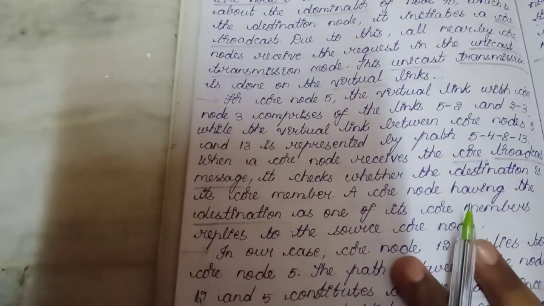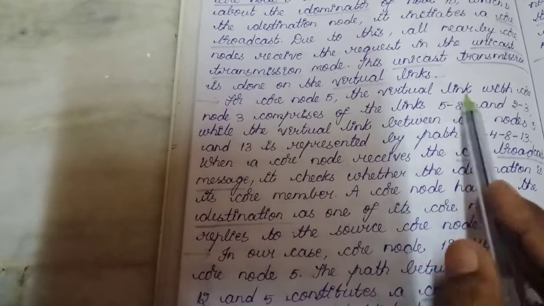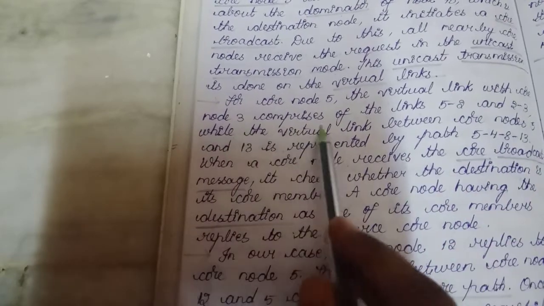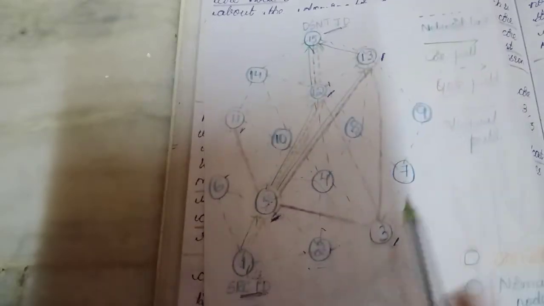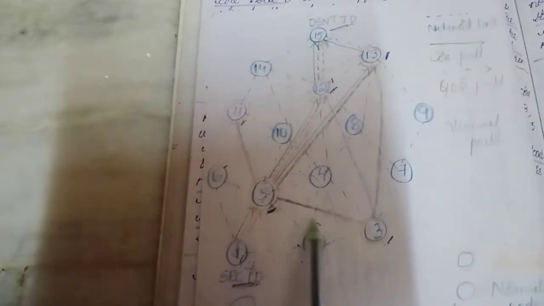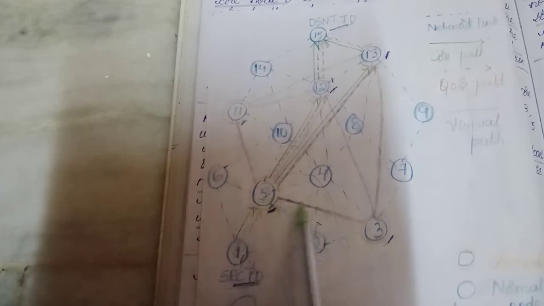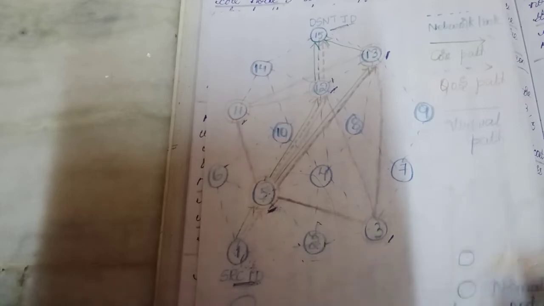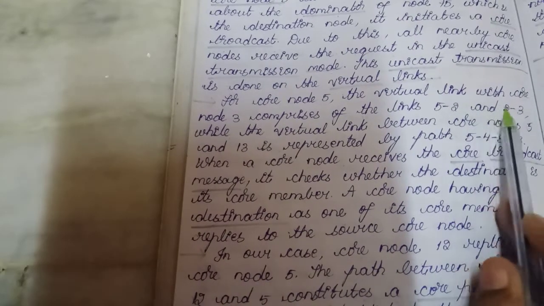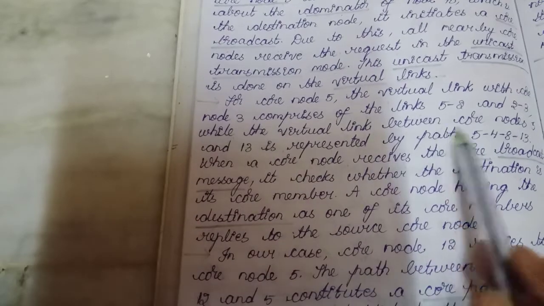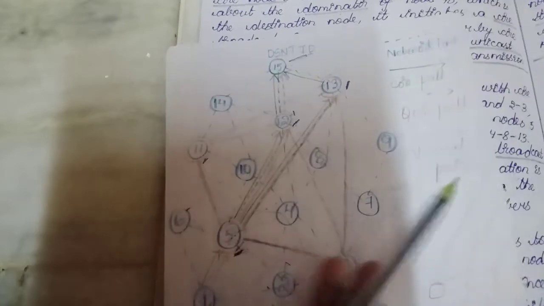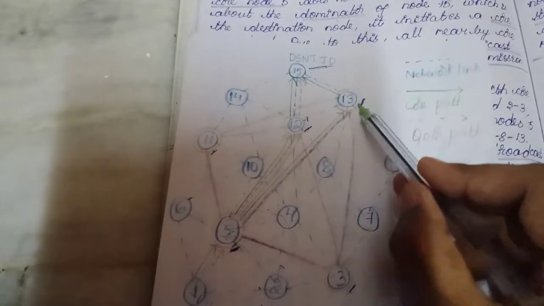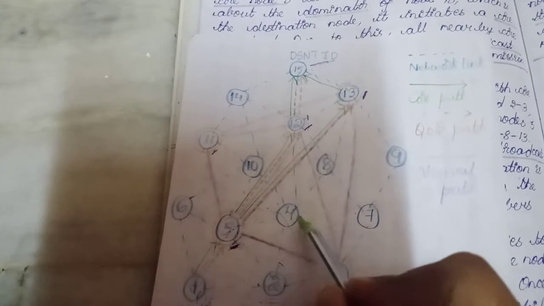For core node 5, the virtual link with core node 3 comprises the links 5 to 2 and 2 to 3. See here, between the nodes 5 and 3, there is a virtual link, but the actual link is 5 to 2, 2 to 3. While the virtual link between core nodes 5 and 13 is represented by the path 5 to 4, 4 to 8, 8 to 13.